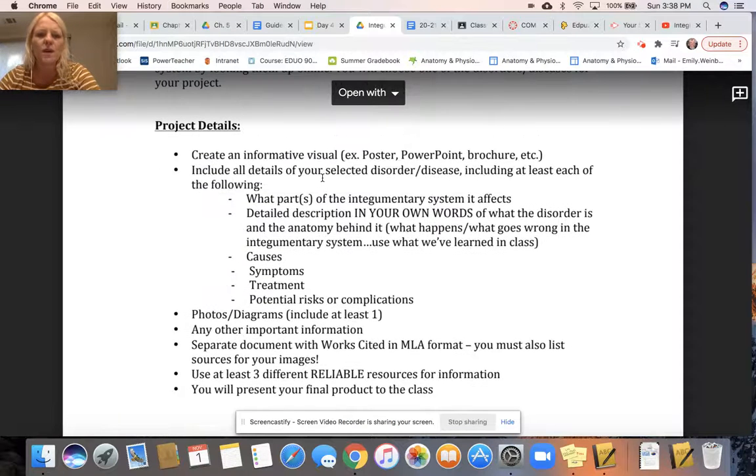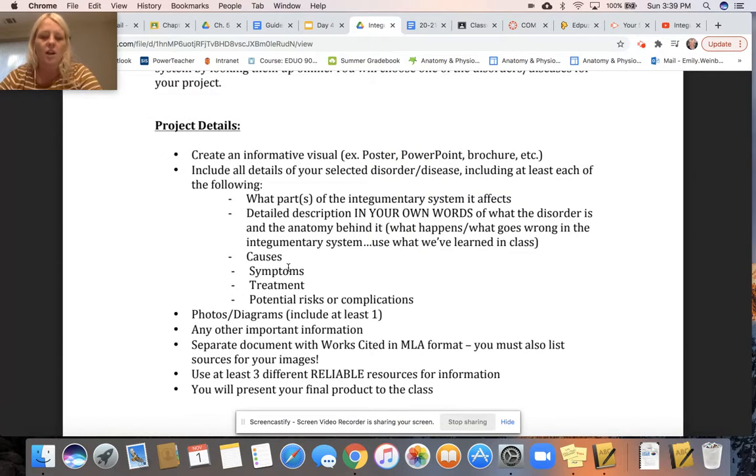You're going to be with your partner or by yourself creating some sort of informational visual. So PowerPoint, you can make a brochure, you just have to be able to show it to us online, or a video. I've had quite a few people do videos on iMovie. And this is nice because in class you can just share your screen, or if you're in class, pull it up and we just press play and that's that. You can just link it to YouTube. It's super easy.